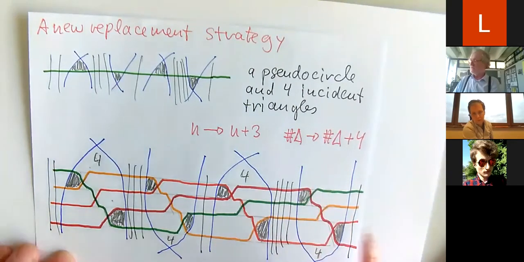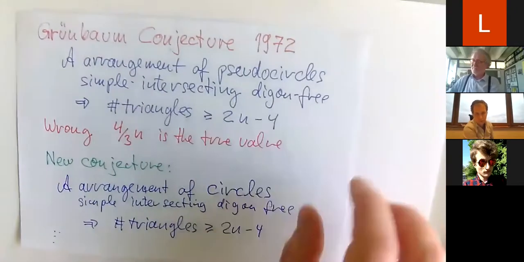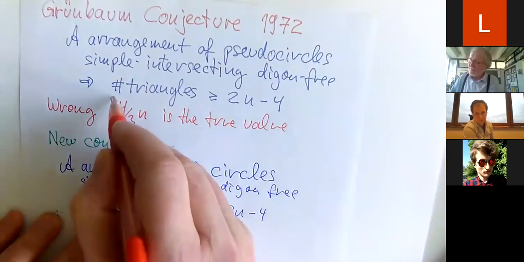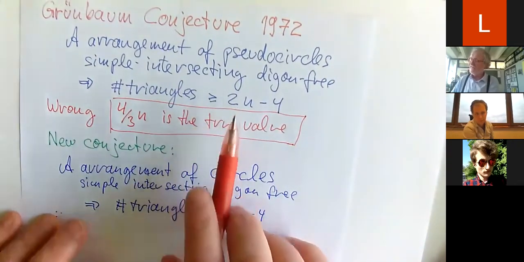And now if we start with an example where you are tight with the four thirds, and you repeat this, then you stay tight with four thirds. So this is resolved now. Four thirds is the true value. Grünbaum was quite far from the truth.